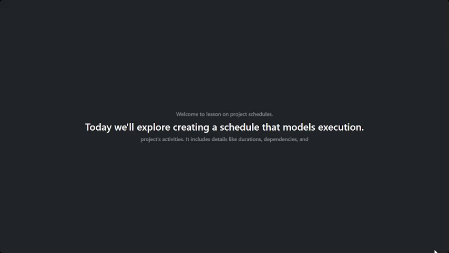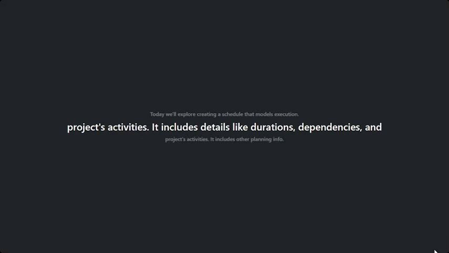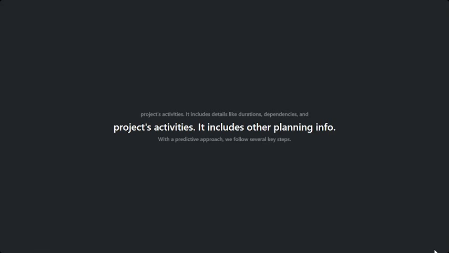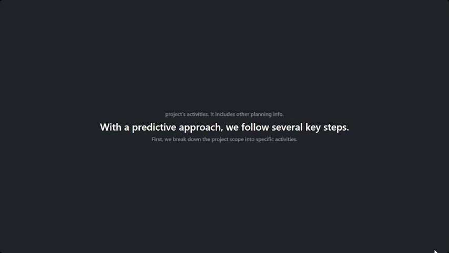We will explore how to create a schedule, which is a model for executing a project's activities. This model includes details like durations, dependencies, and other planning information. Schedule planning can use either predictive or adaptive approaches. When using a predictive approach, we follow several key steps.